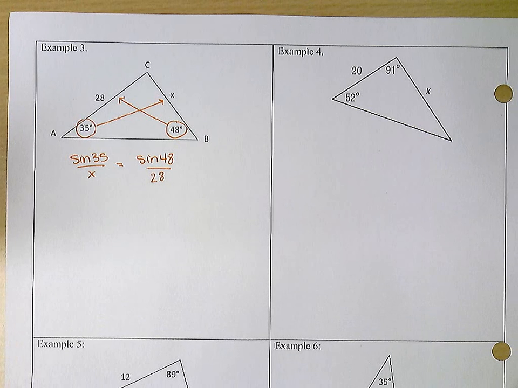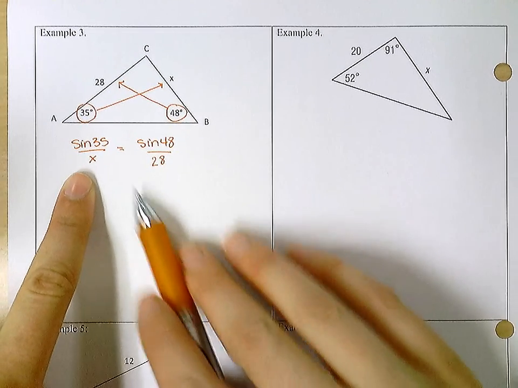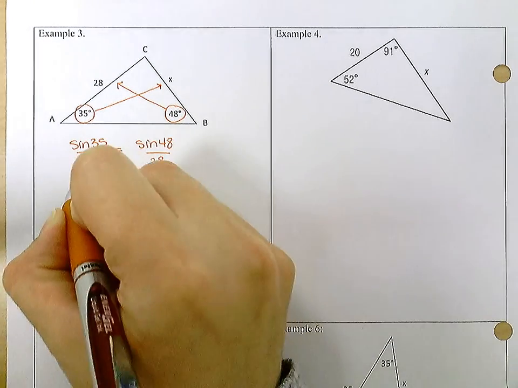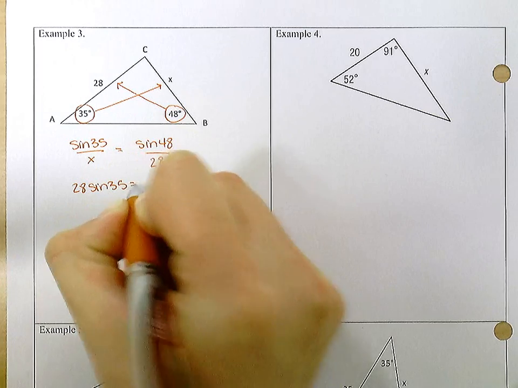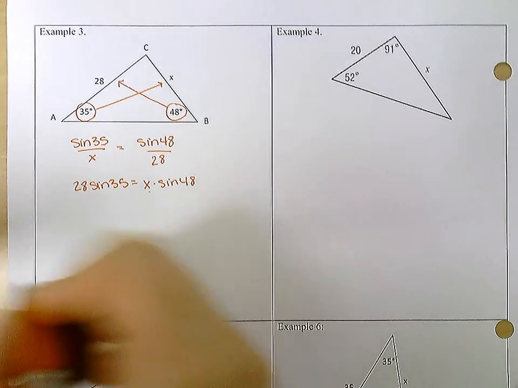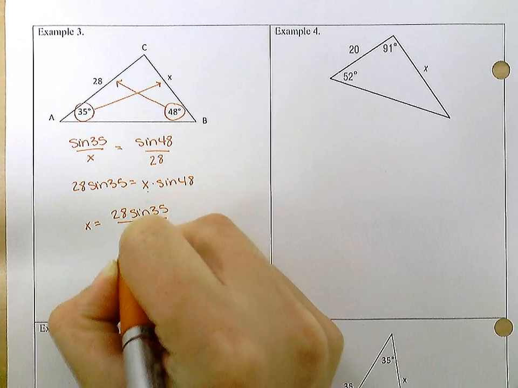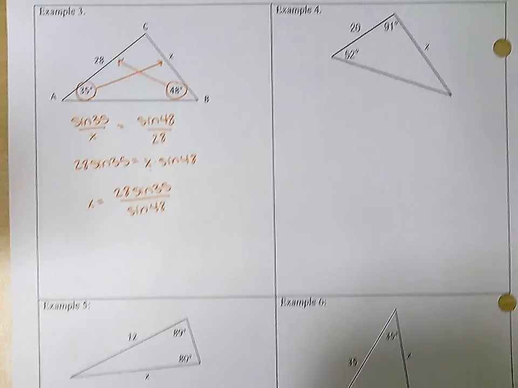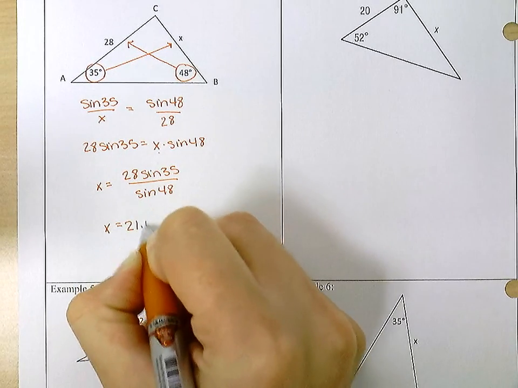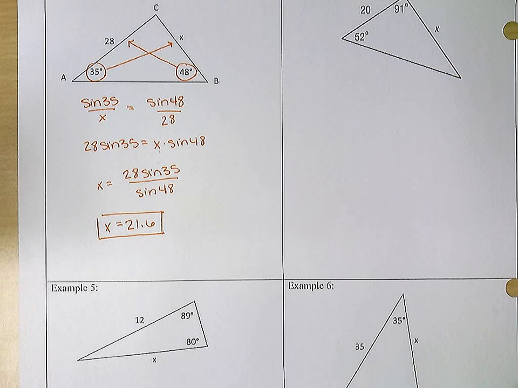All right, so if you're still working on 4, that's fine. I'm just going to go over 3 really quick here. So example 3, you were given both of your angles here and they do have opposite sides. So just using the law of sines, from here I can cross multiply. So I have 28 sine of 35 is equal to x times the sine of 48. You do need x by itself, so you do need to divide out sine of 48. So we have 28 sine of 35 divided by sine of 48. And you should have gotten x is equal to 21.6.